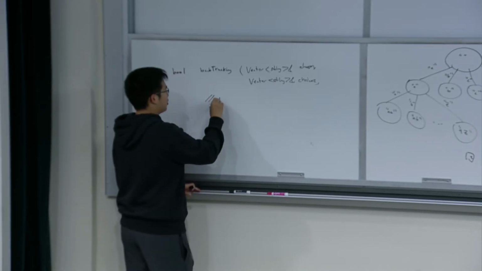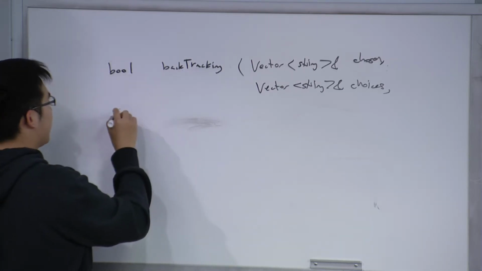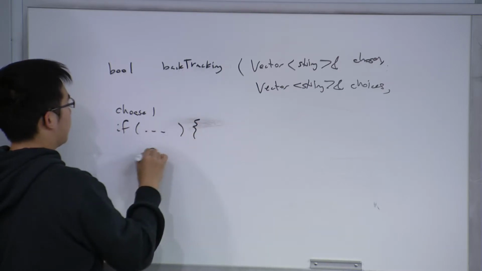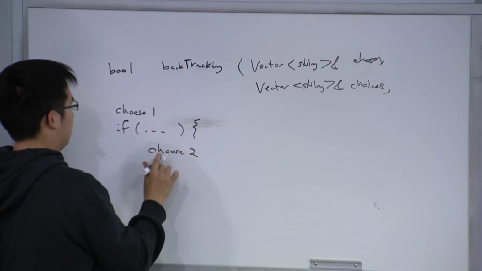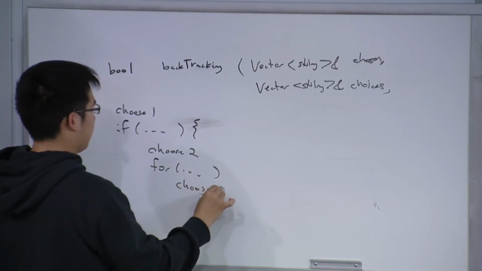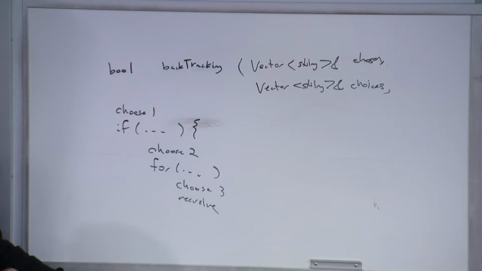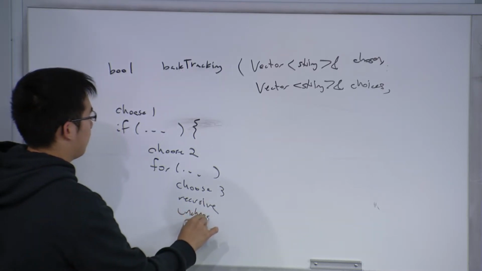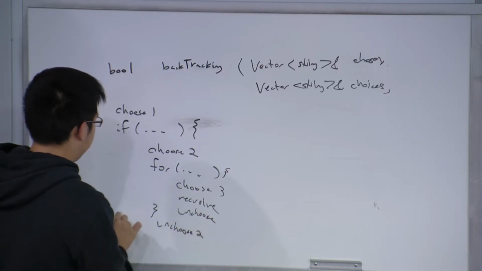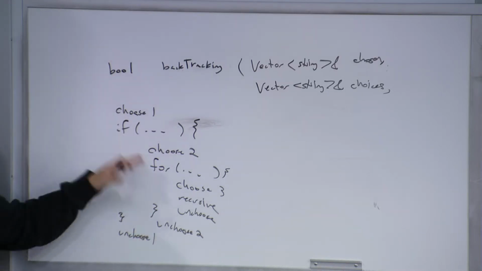For example, suppose we had a choose one here. Then we had an if statement. Then we had a choose two. Then we had a for loop. Then we had a choose three. And then the recursive call. Then you'd unchoose 3 here, and then unchoose 2, then get out of the if statement, and then unchoose 1. Symmetric across each of them.